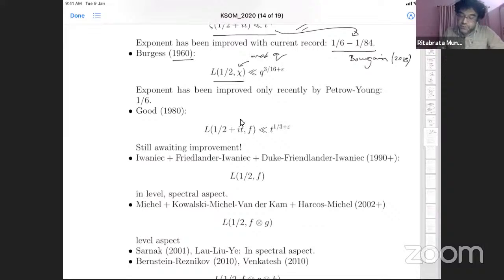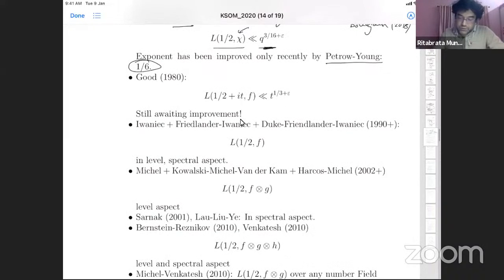The exponent has been improved. It was first improved to 1/6 by Conrey and Iwaniec in their celebrated work. And very recently, Ian Petrow and Matt Young could extend the argument of Conrey and Iwaniec in a very different way to get the Weyl exponent 1/6 here. For a long time this 3/16 was a record, but now we have the Weyl exponent. This is a work still to appear.